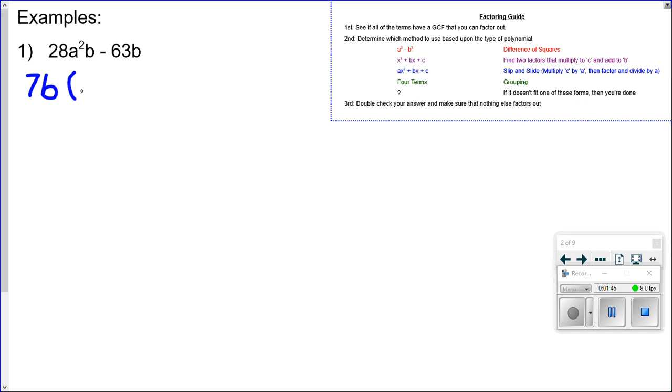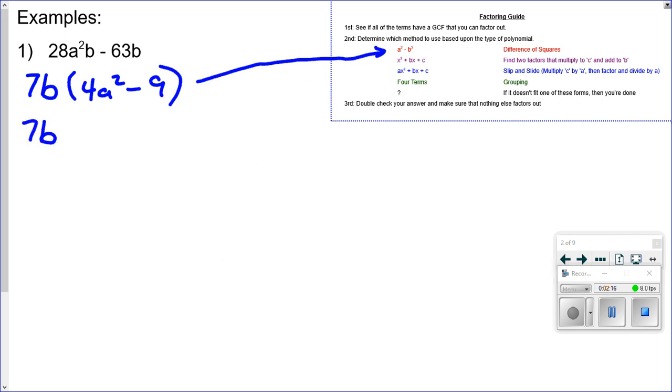That leaves me with 4a squared minus 9. And so now I'm going to look at this polynomial that's inside the parentheses here. And I notice that this is a difference of squares. So that follows this first one here that's in red. I've got a term minus another term, and both of these terms are perfect squares, so I can take the square root of them. So I'm going to bring the 7b along.